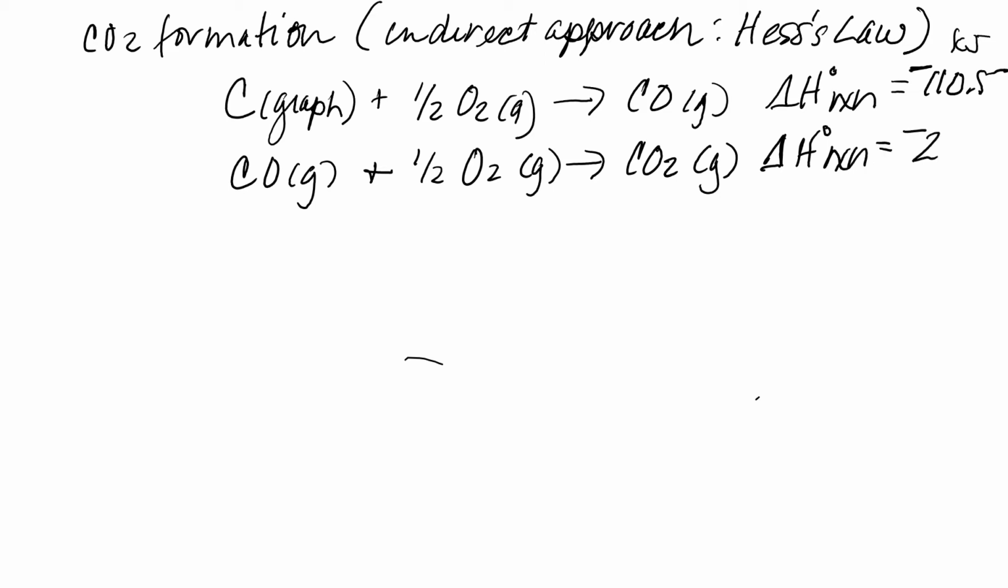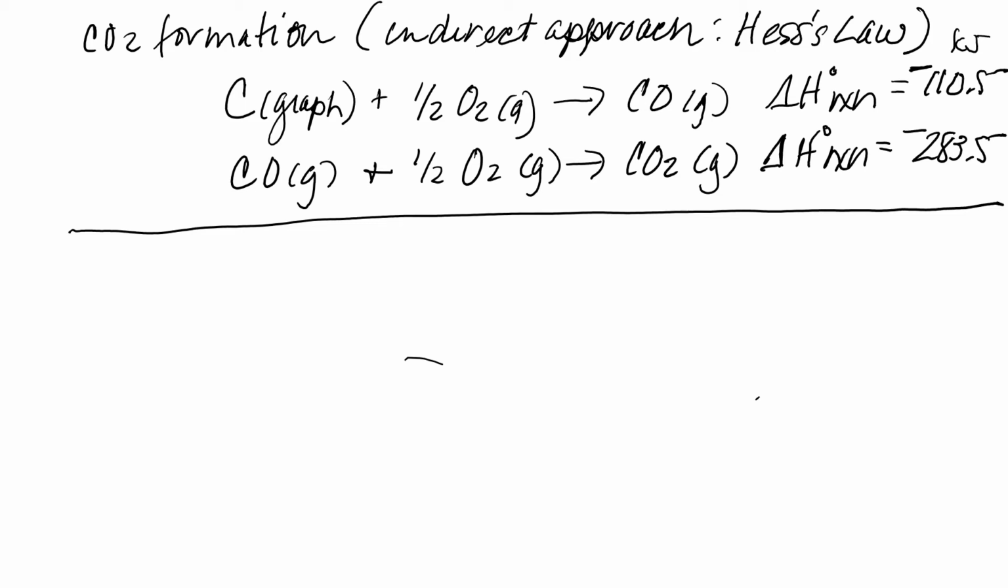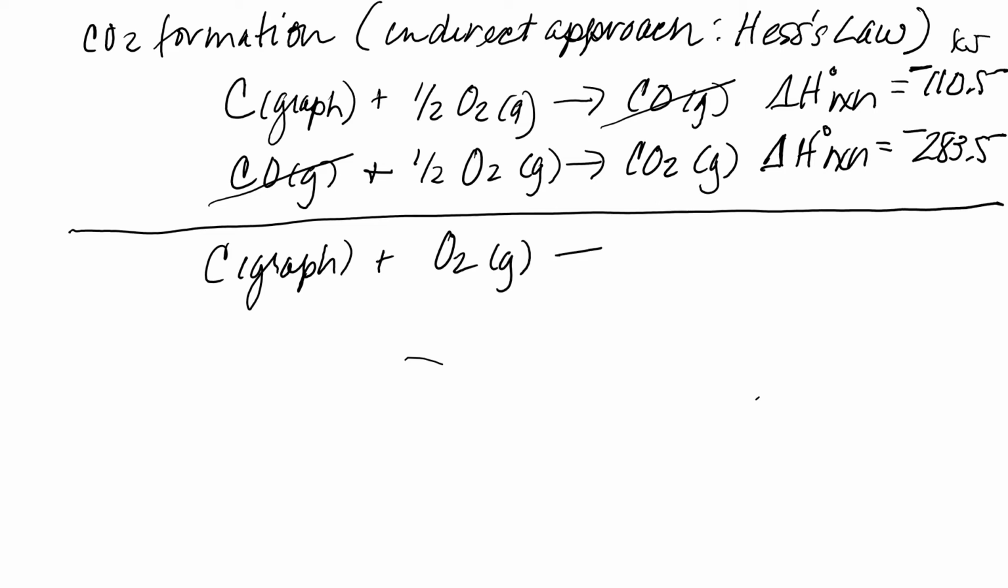And this is negative 283.5 kilojoules. Now I can add these together and cancel anything that doesn't appear in the overall equation. Carbon monoxide appears on opposite sides of the arrow in two different equations, so I can cancel that. And now I can just sum the remaining components to come up with the overall equation.